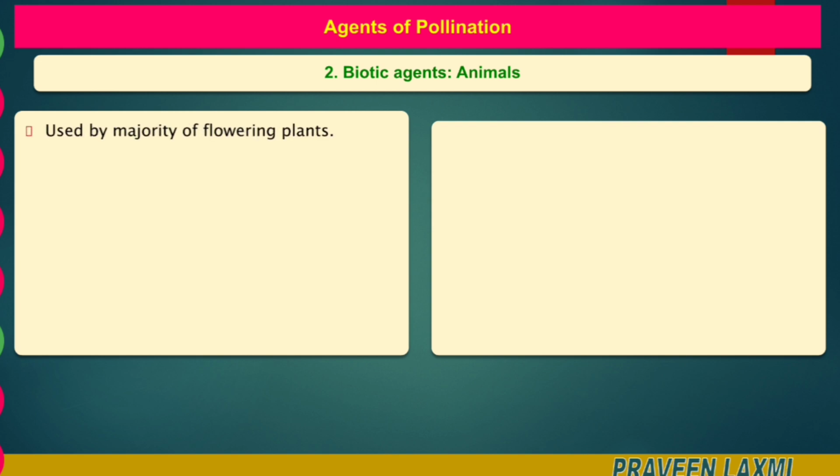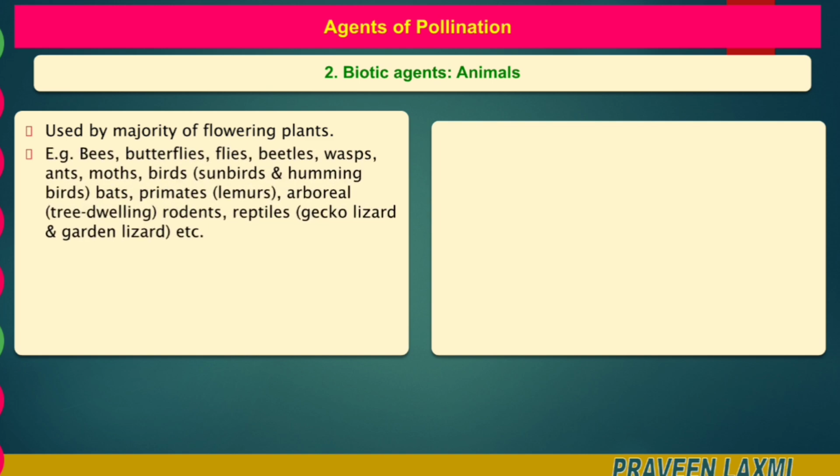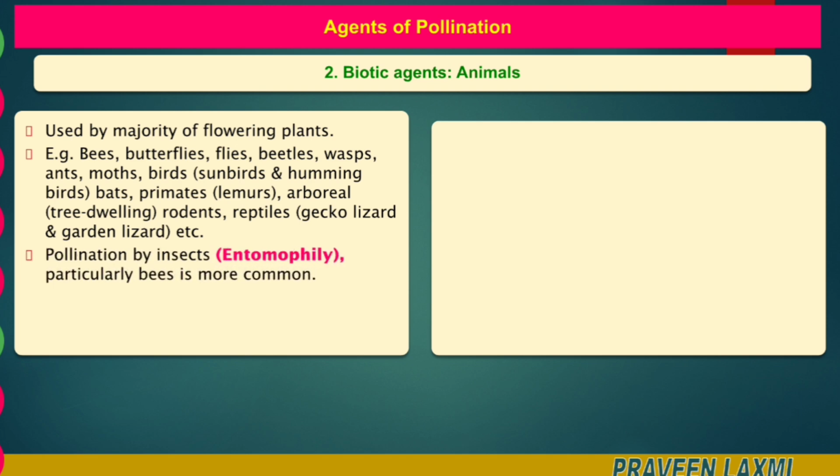Okay. So animal pollination, the pollination through animals, is used by the majority of flowering plants. For example, bees, butterflies, beetles, wasps, ants, moths, birds, bats, primates, rodents, reptiles. There are so many examples that you can see in your NCERT. So in your NCERT, these examples are given. From the MCQ point of view, you can memorize all these examples.